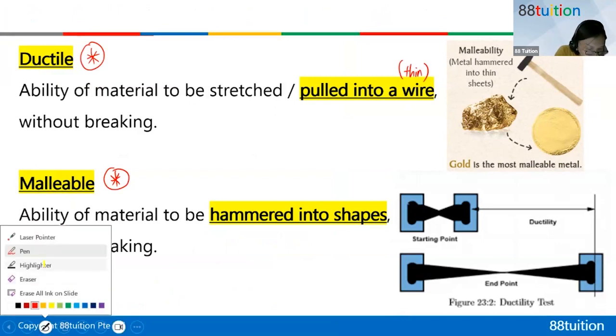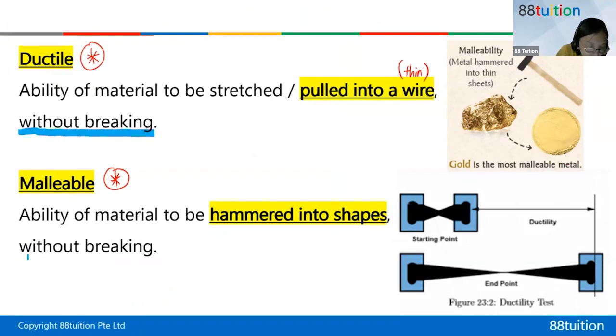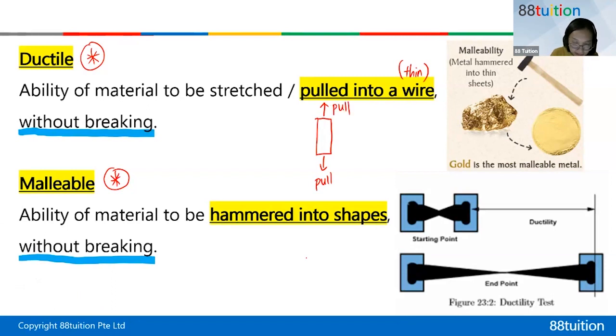So notice that both words have the phrase without breaking. It's a common phrase here. But what is the difference? One, you're pulling it. If I were to draw it, let me change to a pen. Ductile is you pulling it, pull. And here is pull. Malleable is you compress, you push it. You push it in and you push it in. You want to change its shape by compressing it. So that is the difference.